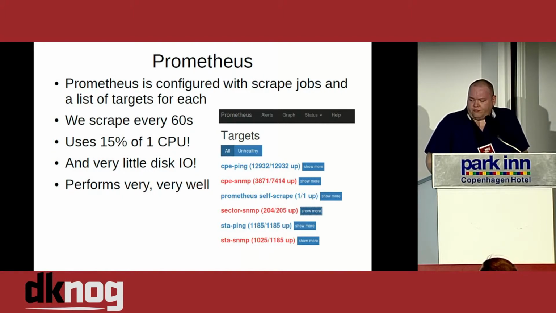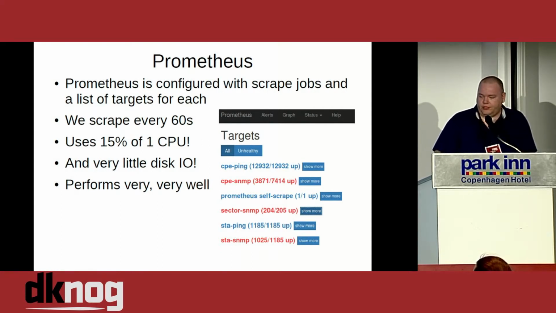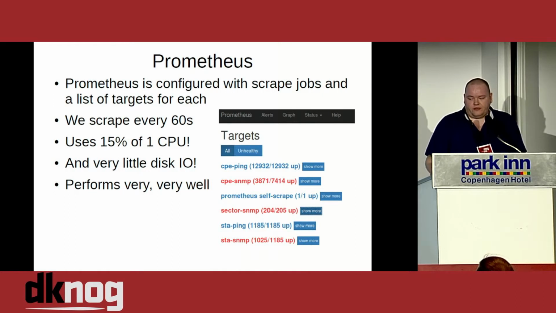I've included a screenshot. We're not at all done with it, but this is our current jobs and number of hosts and targets. And mostly, as you can see, it's pinging and SNMP scraping CPEs and various equipment in the network, and some of them are down for various reasons. I'm sure nothing serious is wrong. But yeah, every 60 seconds it gives us a very nice resolution on the data, and we can go back and, with all the labels, do very cool stuff.